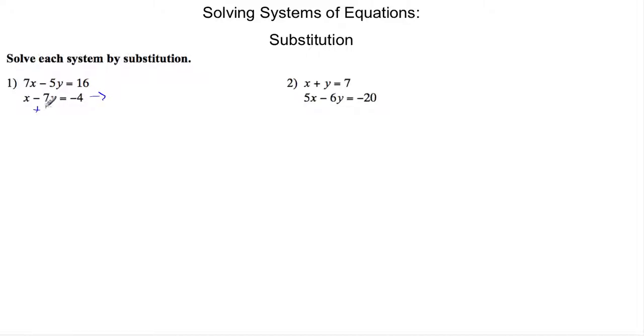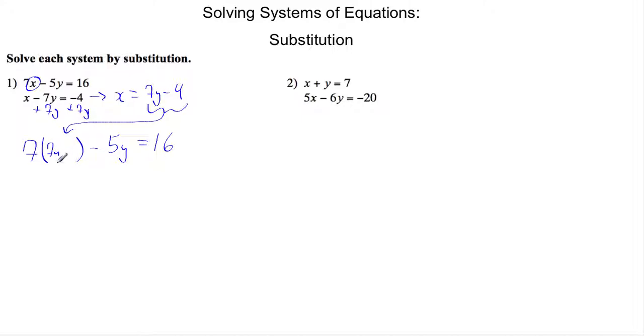And I can solve for that by adding 7y to both sides. And so now I'm left with x is equal to 7y minus 4, just by sliding the 7y over to the other side. If I take this x and I substitute it in to the top equation, which was 7x minus 5y is equal to 16. And notice I left the x blank because I'm going to take what this value of x is and plug it in to substitute in for x. So this is going to be 7y minus 4.